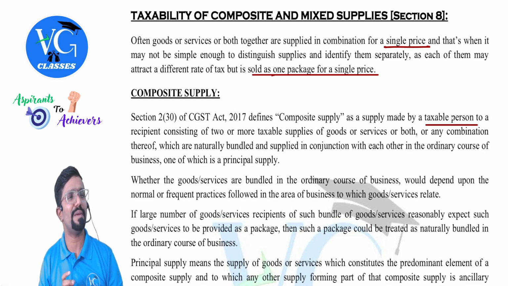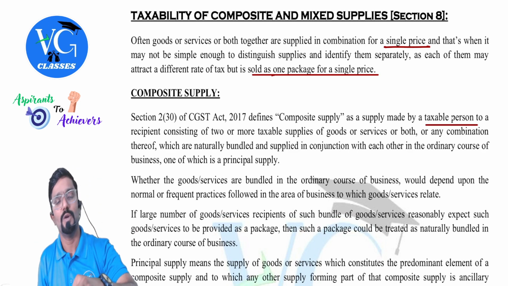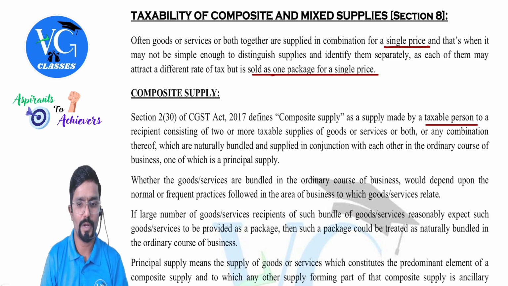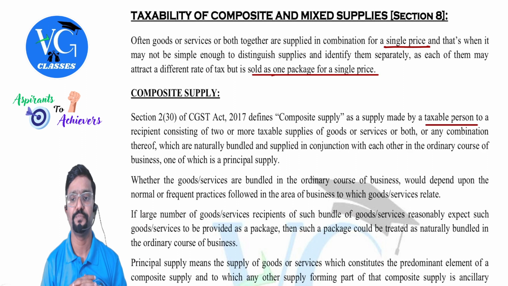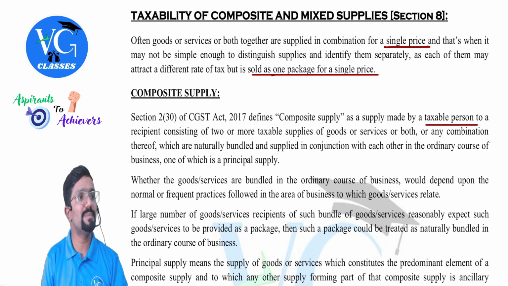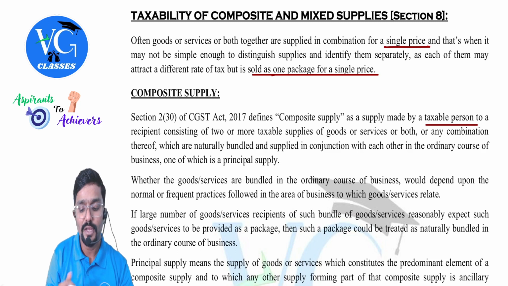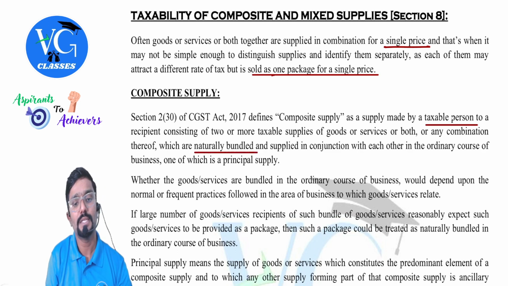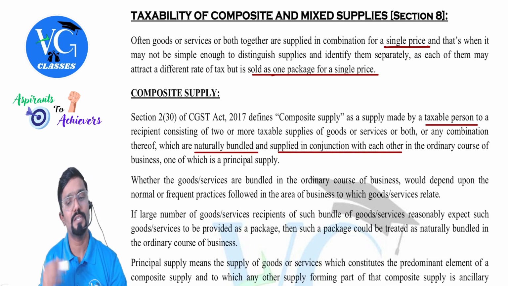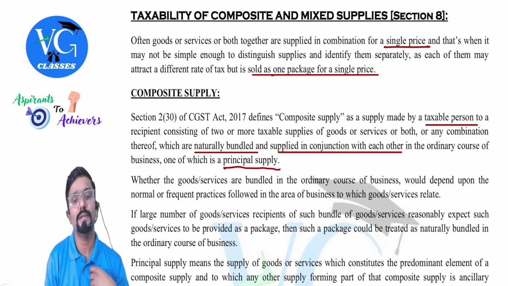Who is the supplier? Who is the recipient? I already told you in simple terms. The supplier is the seller, or the person who is providing the service. The recipient is the person who is buying it or taking the services. We will see the definitions given for supplier and recipient. To a recipient, consisting of two or more taxable supplies of goods or services or both, or any combination thereof, which are naturally bundled and supplied in conjunction with each other, meaning together, in the ordinary course of business, one of which is a principal supply.